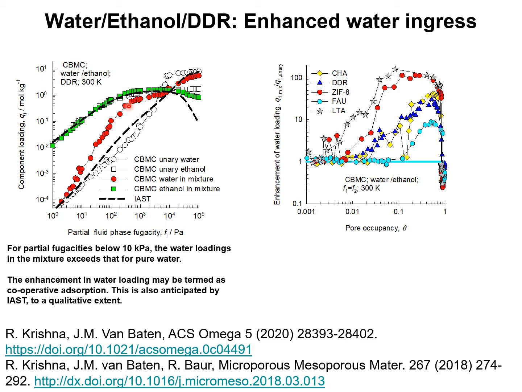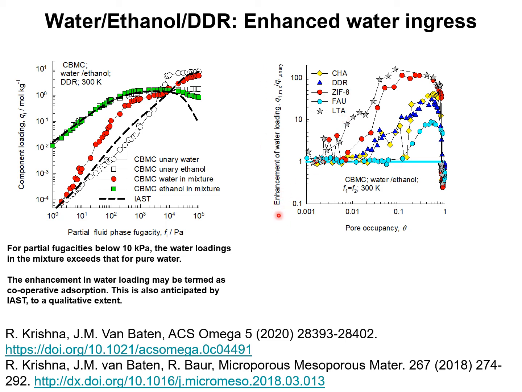co-adsorbed with ethanol. This phenomenon, in which the component loadings in the mixture are higher than the pure component loadings at the same partial fluid phase fugacity, is called cooperative mixture adsorption. And this phenomenon is observed not only for DDR zeolite, but for chabazite, ziphate, faujasite, and LTA.